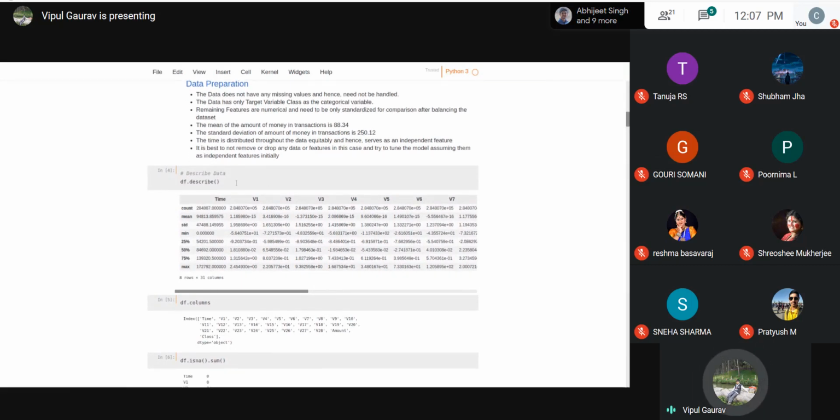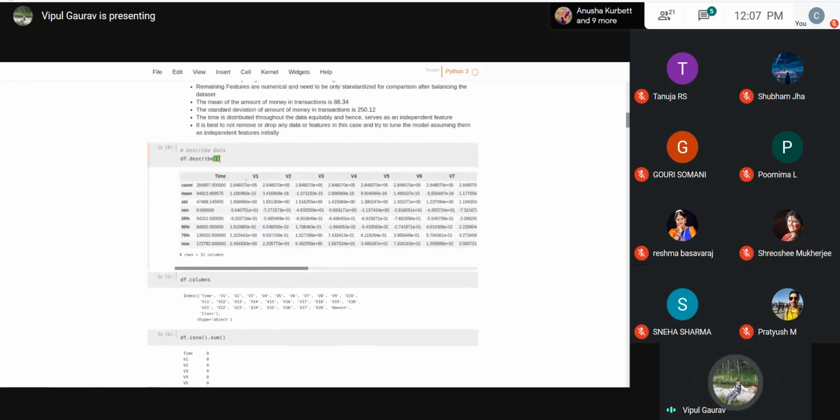So the first function in pandas is something called df.describe. Everybody starts with this for our exploration of data. So describe basically tells you the count, mean, standard deviation, minimum, maximum, and interquartile ranges.